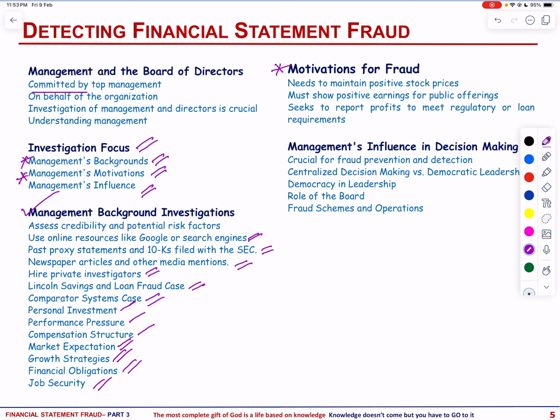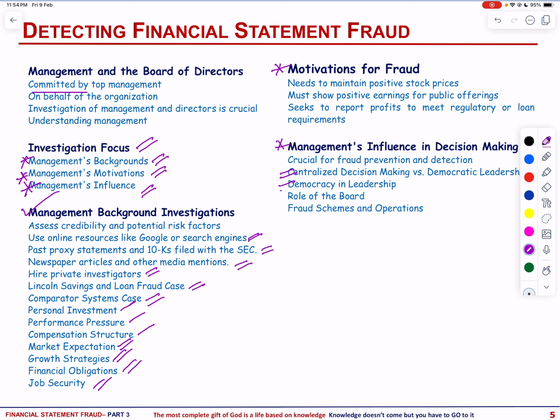The third investigation focus is management's influence. Understanding how management influences decisions within the organization is crucial for fraud prevention and detection. For example, in case of centralized decision making, fraud is easier when a few individuals hold primary decision making power. In contrast, organizations with more democratic leadership structures make fraud more difficult. First time offenders find it challenging to be dishonest alone, making collusion less likely.